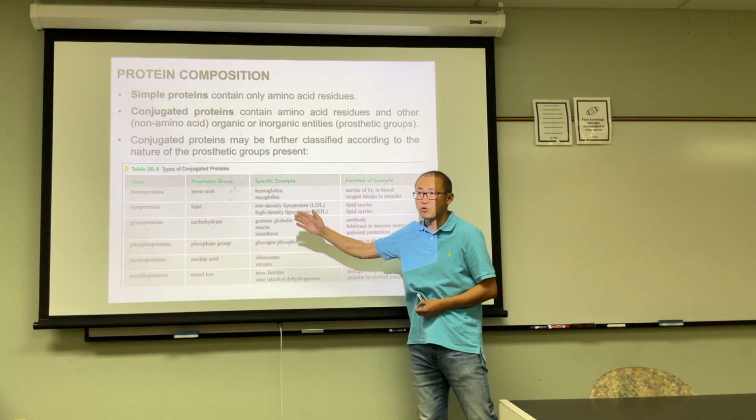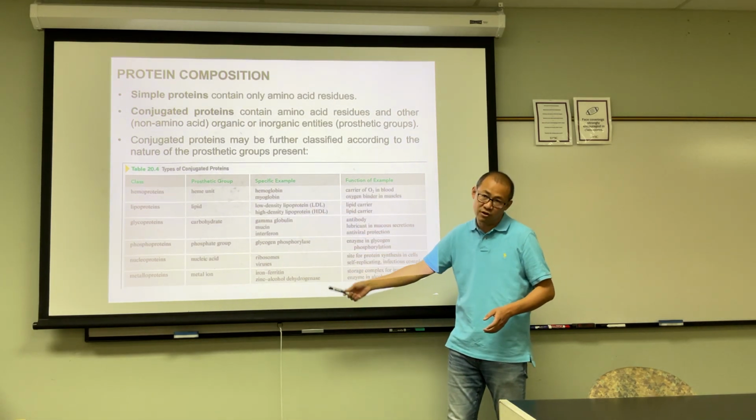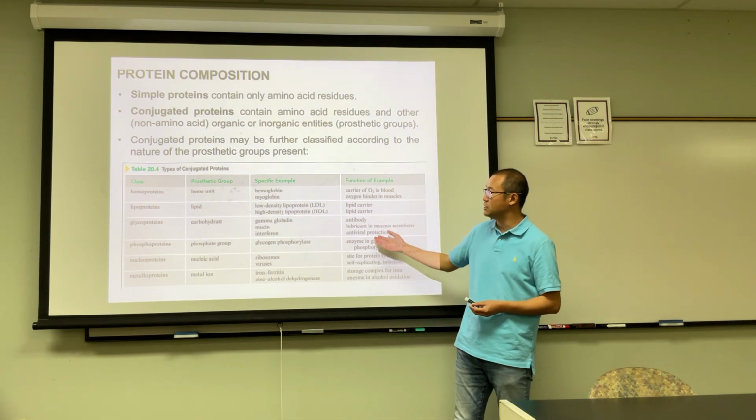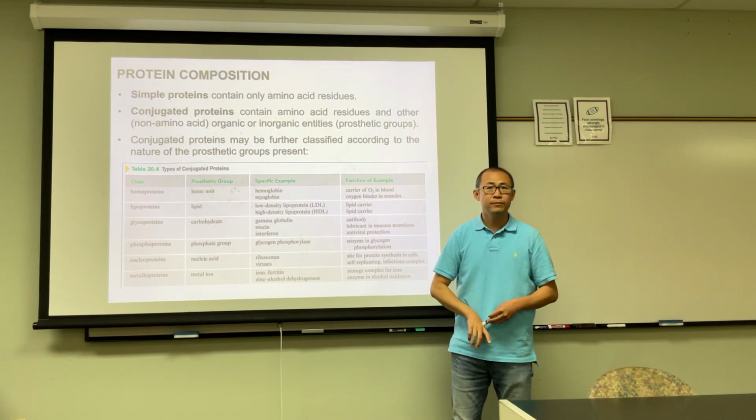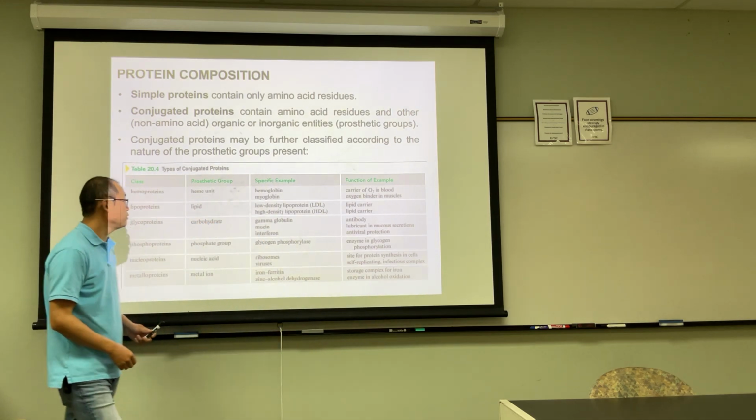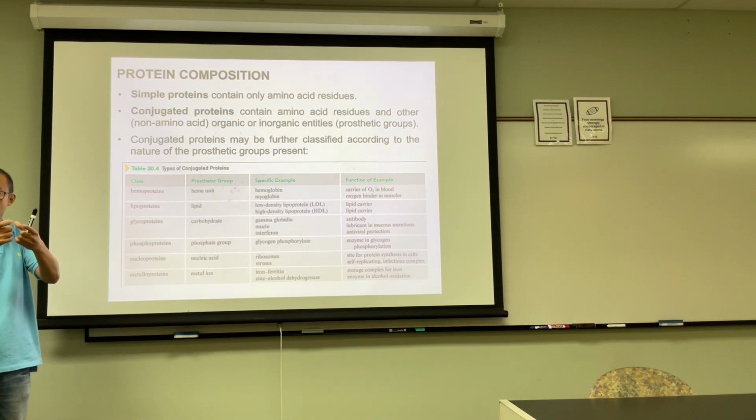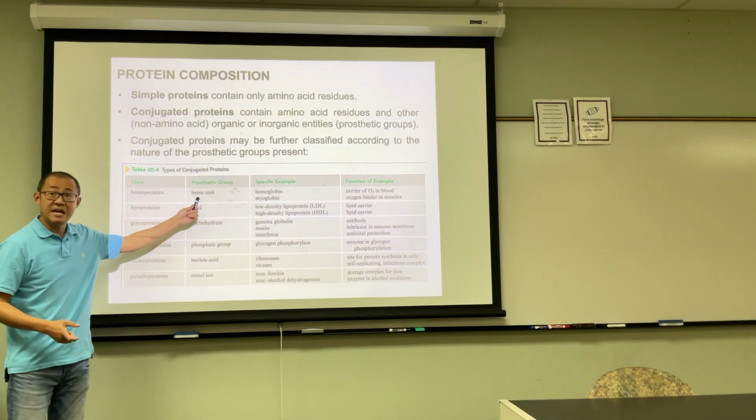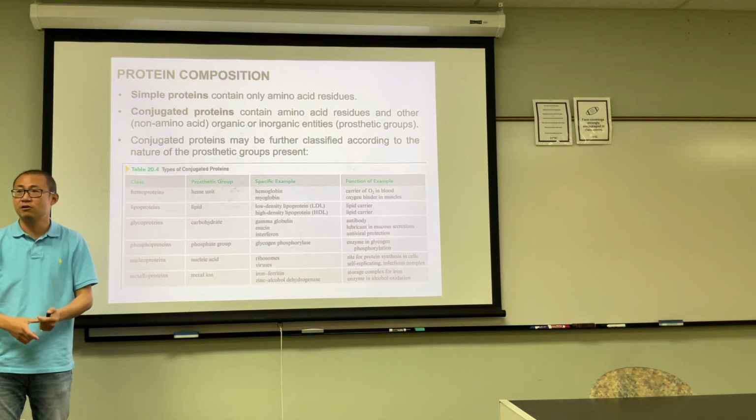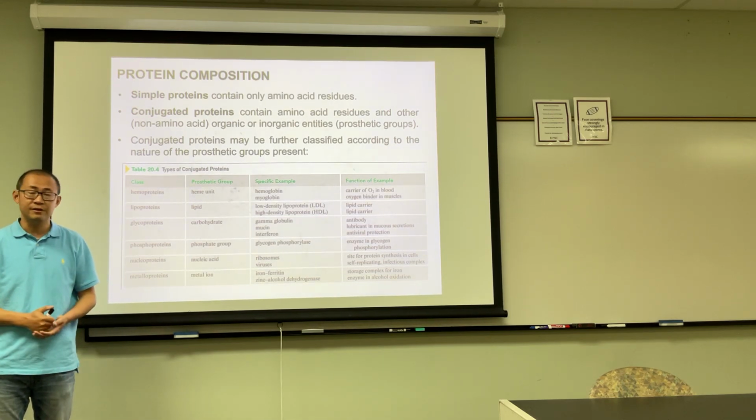Depending on those prosthetic groups, we can further classify conjugated proteins into these types. These are very commonly seen major types of conjugated proteins. And this is the table, I think you can find it above. For example, hemoprotein means the protein is conjugated to an organic molecule called the heme. We're going to show the structure on the next page. What does the heme look like? It's an organic structure, and in the center of the heme is an iron.